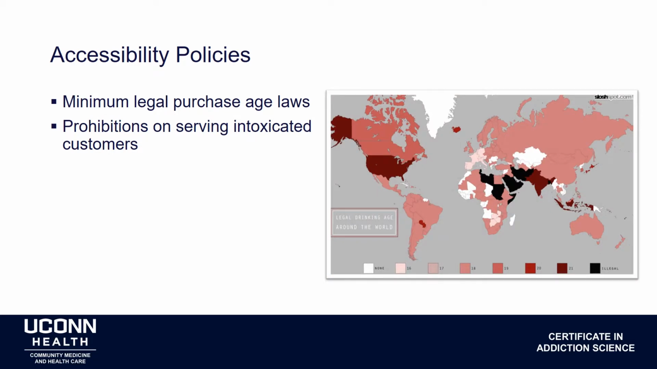When we talk about accessibility, we're talking about two different types of populations. One are those that are underage. So increasing the minimum legal purchase age laws for alcohol will decrease alcohol consumption, and lowering these ages actually increases alcohol consumption and the consequences of alcohol use. And putting prohibitions in place, laws on the books saying you can't serve intoxicated customers, will also decrease accessibility of the product to those who are most vulnerable and hopefully decrease the consequences of use.